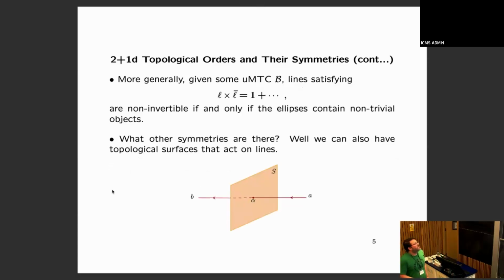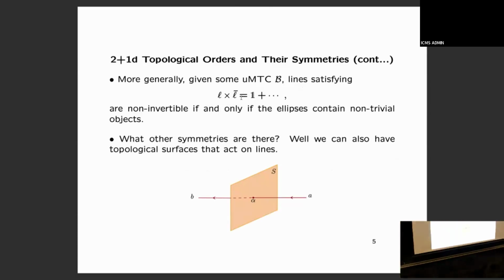And more generally, if I have some unitary modular tensor category B, the line satisfying L times L bar, where this is the dual, gives the identity, the trivial line. Here I've called it the identity line. Previously I called it 0 because I was using the Dynkin label, so apologies for that. But anything that includes non-trivial lines appearing in the ellipses is non-invertible. In any case, all the simple objects of the UMTC B are going to be one-form symmetries.